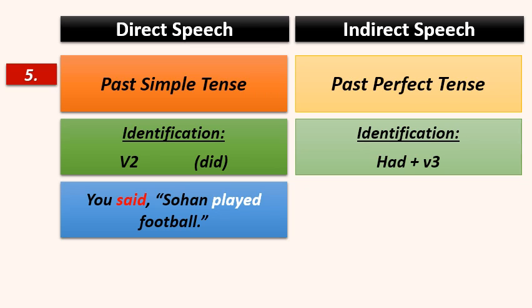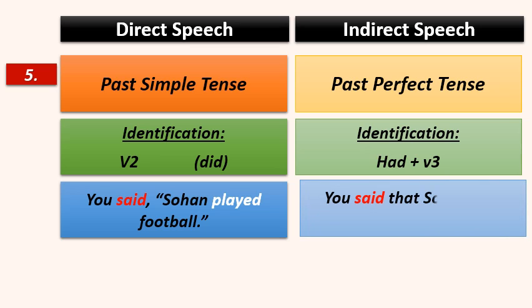You said, "Sohan played football." So here said is the reporting verb and Sohan played football is the reported speech. So as you can see, if reported speech is in past simple tense, then when we convert it into indirect speech, it will convert into past perfect tense. So the sentence will be, you said that Sohan had played football.